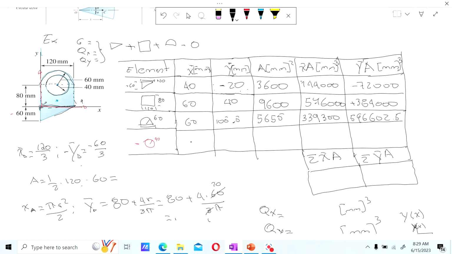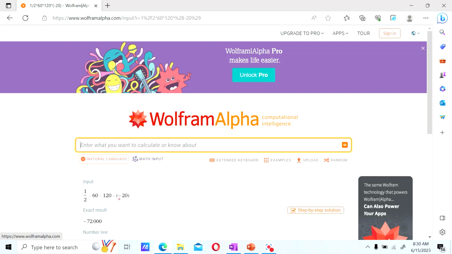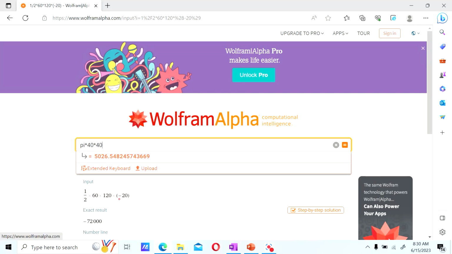All right, and then we do this circle. So we have to subtract this whole circle. So let's do, first of all, the area of the circle is equal to pi r squared equals pi 40 squared equals pi times 40 times 40, which is 5026.